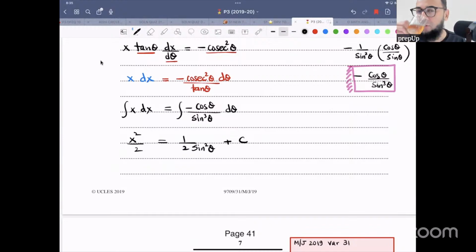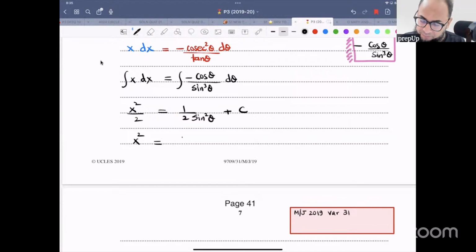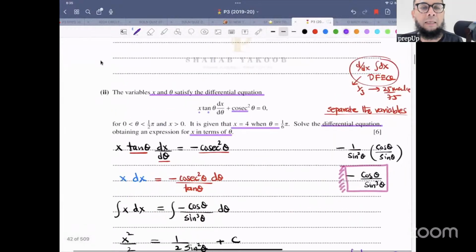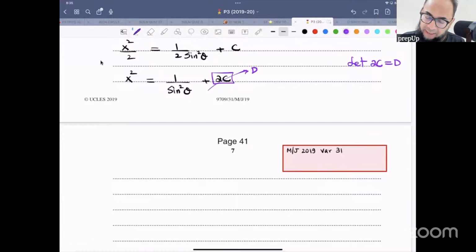Now the next thing, let me multiply by 2. If I multiply by 2, x square, this is 1 over sine square theta, and this is 2c. Let 2c equal another constant d. I hope you have no trouble with that. This thing is done. Now it's asking the condition: x is 4 when theta is pi by 6.